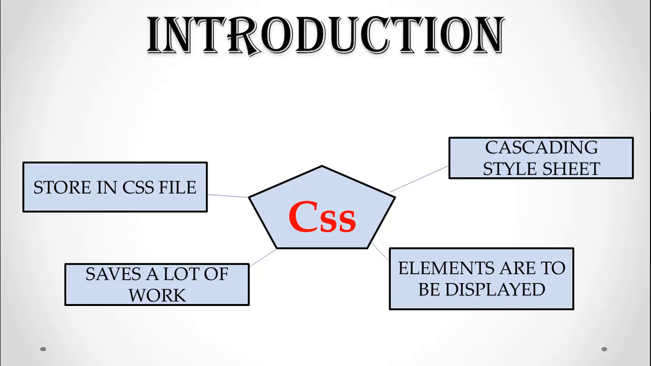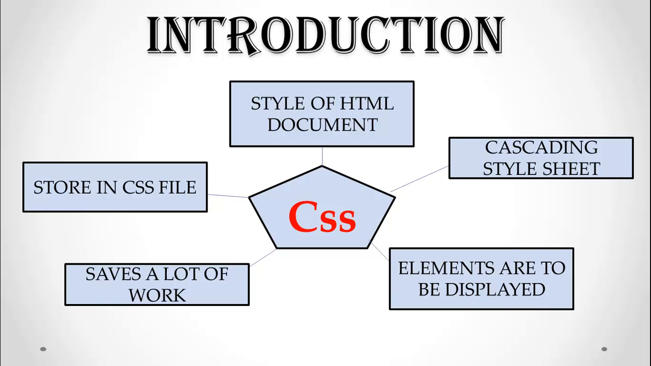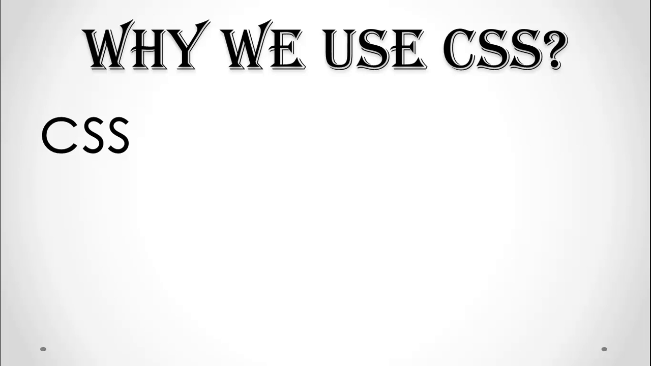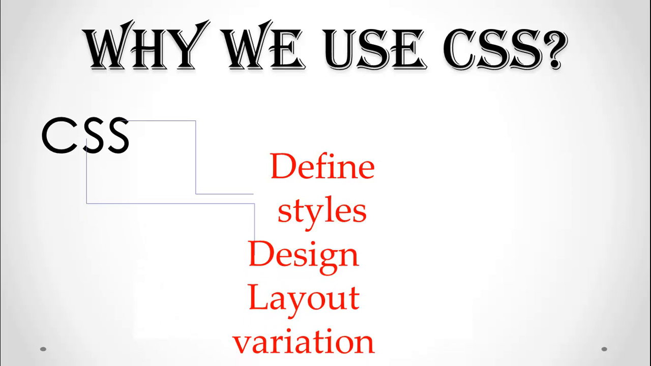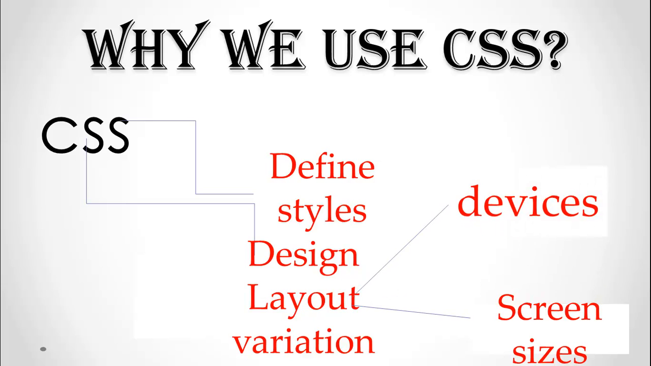External style sheets are stored in CSS files. CSS is a language that describes the style of an HTML document. Now, why do we use CSS? CSS is used to define styles for your web pages, including the design, layout, and variations in display for different devices and screen sizes.